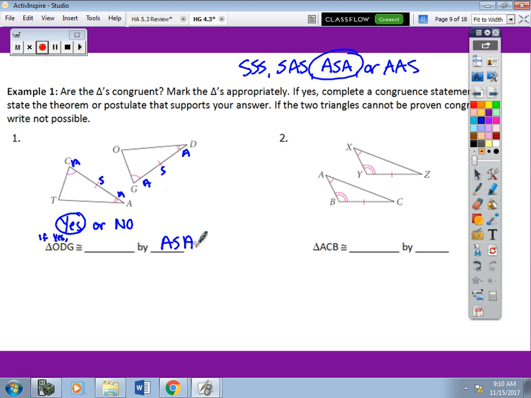And then make sure you match up the corresponding parts correctly. So O, D, G was no markings, two markings, one marking. So we need no markings, two markings, one marking. So T, A, C. Technically triangle T, A, C.